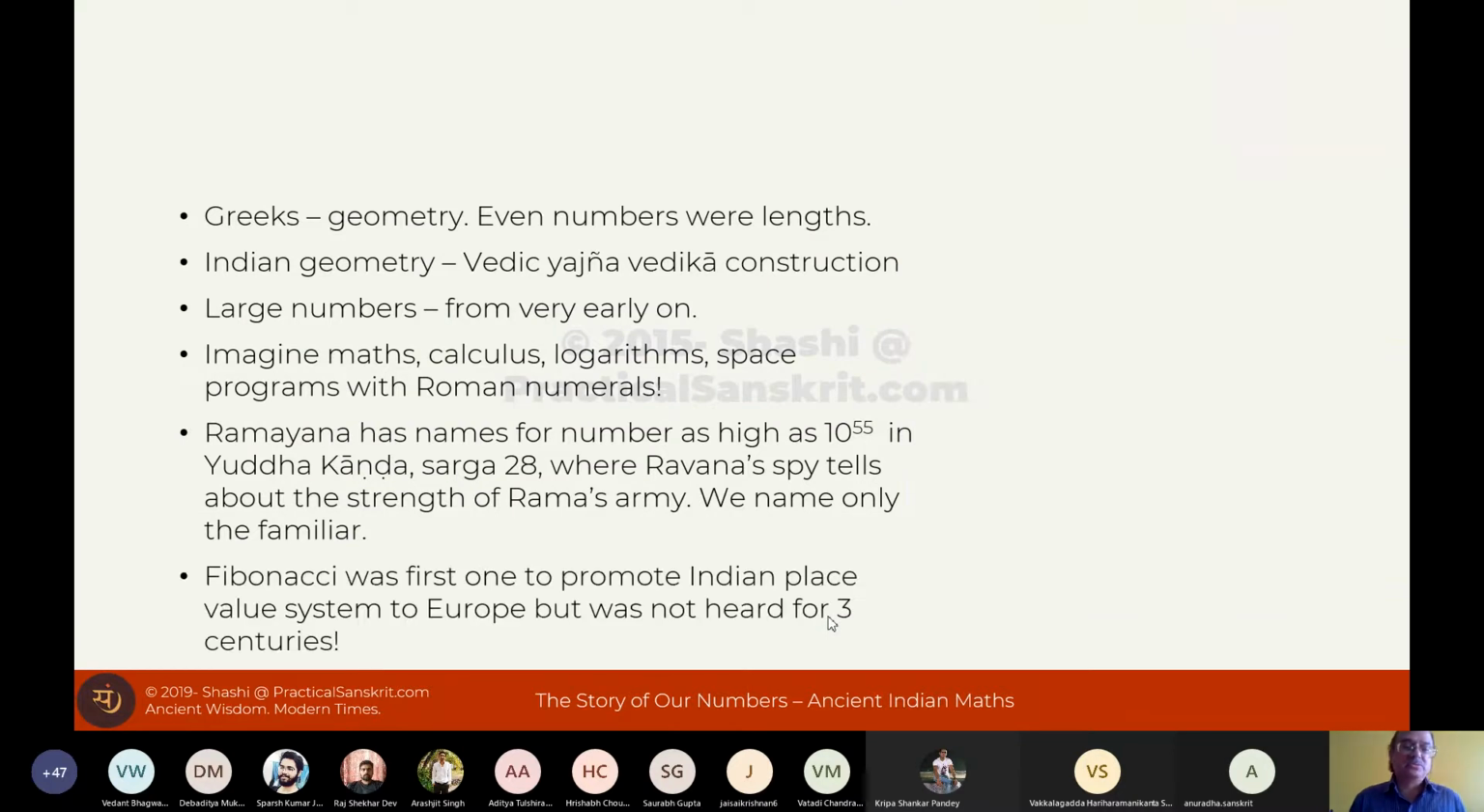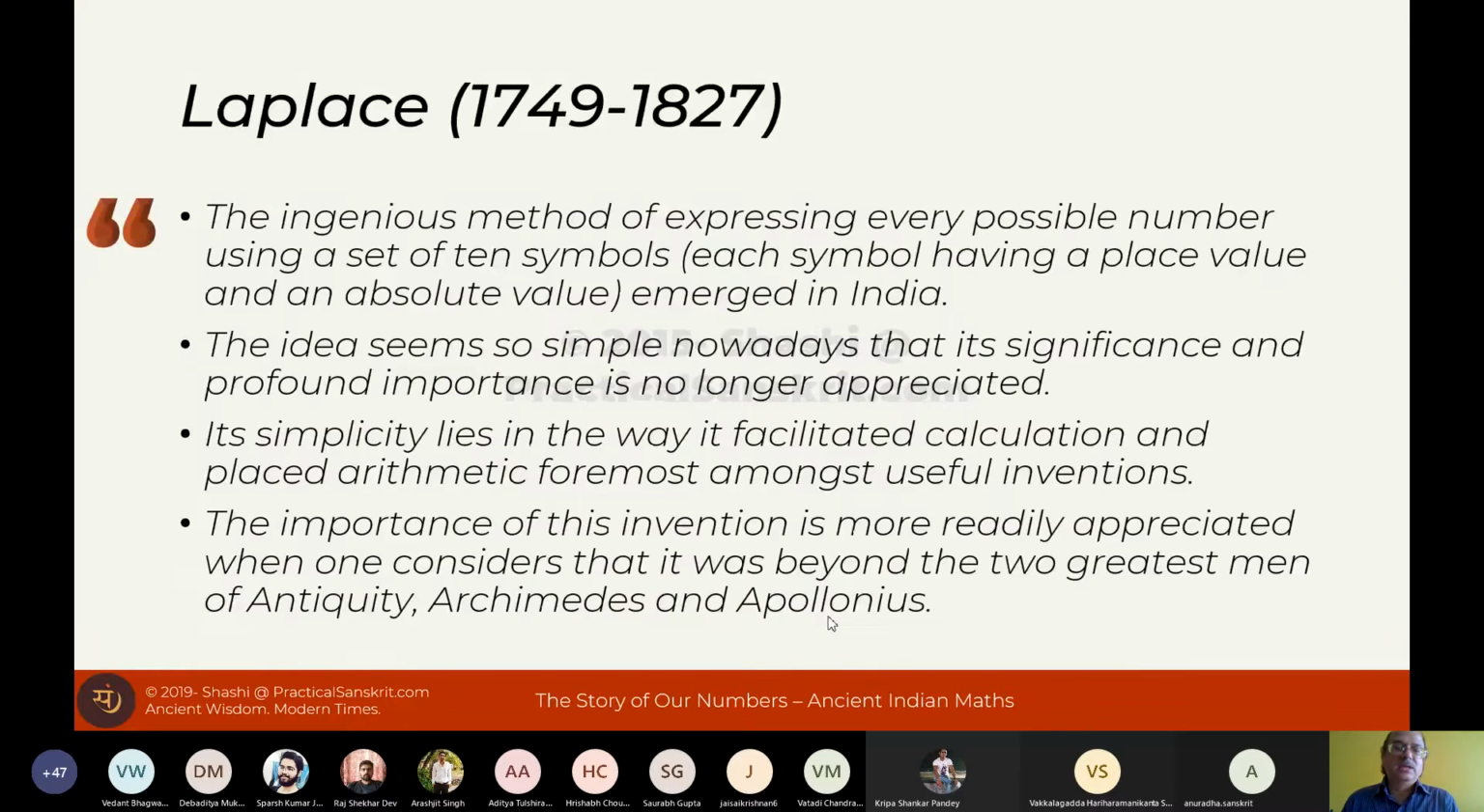Fibonacci was the first one to promote the Indian place value system and the number system with 10 digits, 10 symbols, to Europe, but he was completely ignored for 3 centuries. And just to get an idea of the importance of this contribution, Laplace says that the ingenious method of expressing every possible number using a set of 10 symbols emerged in India.